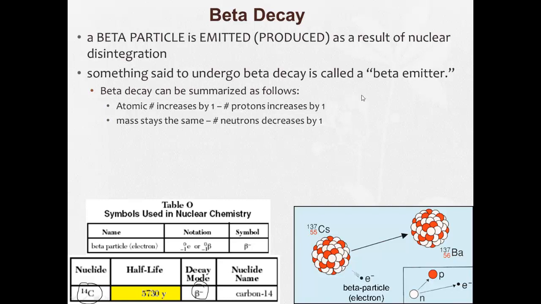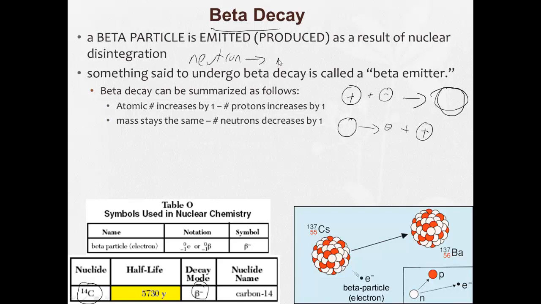Okay, the way I like to think of it is this way. Imagine you took a proton plus an electron and jammed them together. What would they make? Well, since an electron has pretty much no mass, the mass will be the same. So it'll still be the size of a proton. But when we put these opposites together, they neutralize each other. So basically, when you take a proton plus an electron, you end up with a neutron. Well, the same way, if we can take a neutron and pull out a negative charge, what's left is a proton. So beta decay is basically a neutron turning into a proton by giving off an electron.